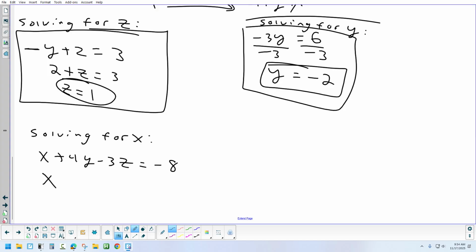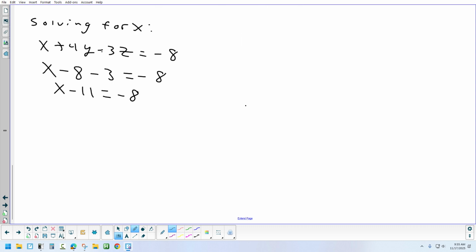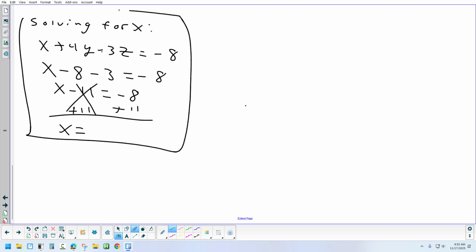Okay, so x is what we're solving for. If we fill in negative 2 for y, what's 4 times negative 2? Negative 8. Fill in 1 for z, what's negative 3 times 1? Negative 3. What's negative 8 minus 3? Negative 11. So that gives you negative 11. And finish that by, how do we get the negative 11 on the other side? Add. And what do we get for x? 3.